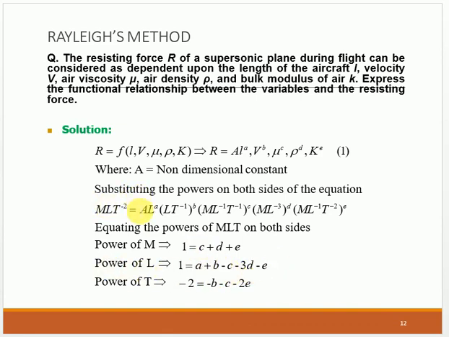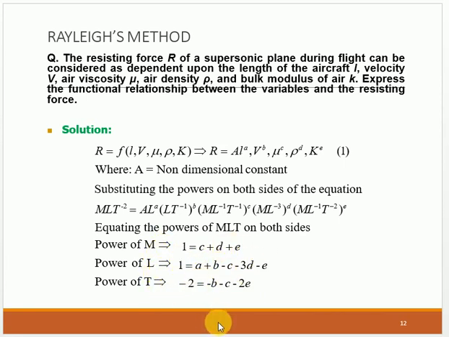Next we're going to equate the powers of T. On the left hand side we have T power minus 2, so minus 2 will be equal to T power minus 1 into b, so minus b, T power minus 1 into c, so minus c, then T power minus 2 into e, so minus 2e. So these are the powers of M, L, T we have equated.